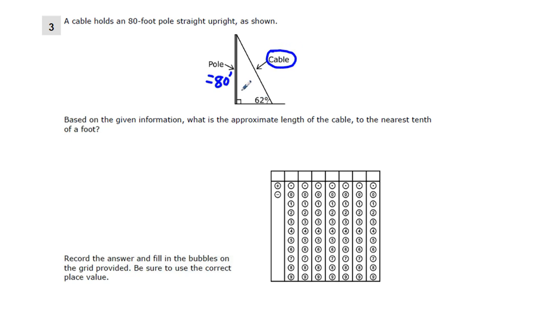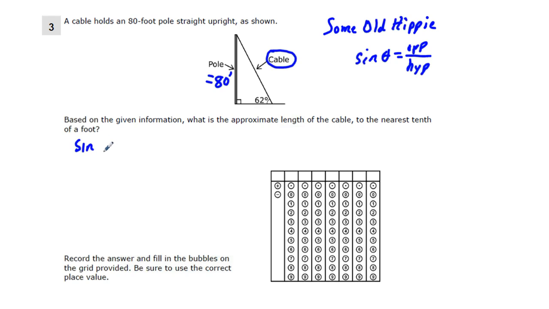So what we have is a ratio that involves these two sides, and we will name them. That acronym might have some old hippie, right? Or SOHCAHTOA. Okay, some old hippie is sine equals opposite over hypotenuse. So we're going to have, I'm going to write down here at the left, sine of 62 degrees equals our opposite, which is 80. That's our opposite. And we want to find our hypotenuse over h, we'll say.